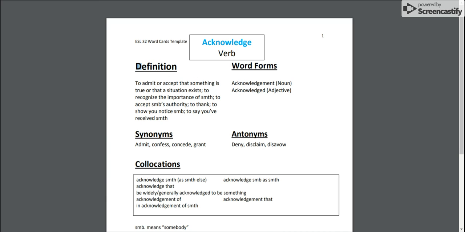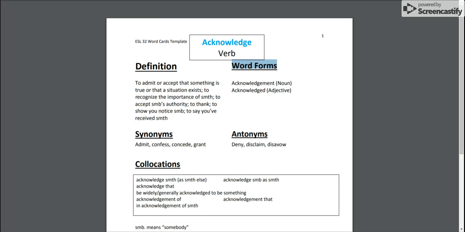We've got a definition, okay? And that is taken from a dictionary, okay? Don't try to make that up by yourself. Word forms. What is a word form? A lot of students ask this question. Word form means your word, but in different parts of speech.